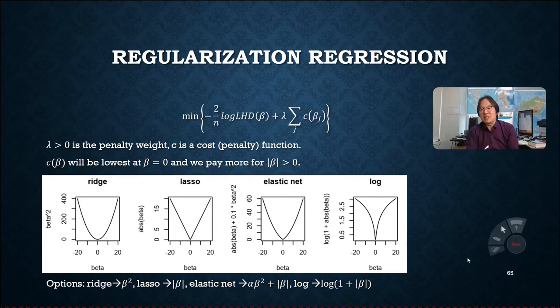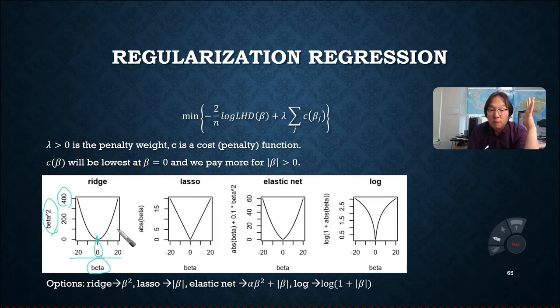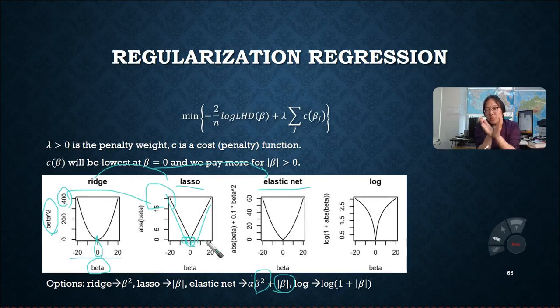And when beta is zero, I don't know how to translate that in English. Look at the beta value on your horizontal axis. For Ridge regression, the cost function is squared, quadratic, so it's minimum here and then a square term, and you see the scale going up until 400. Lasso is about the absolute value: zero is the minimum, but it increases in a linear fashion in both directions, and the scale is a lot slower. Then you have elastic net, which is a combination of these two: beta squared plus the absolute value of beta. So it should be shaped like a bit of a pointed parabola.